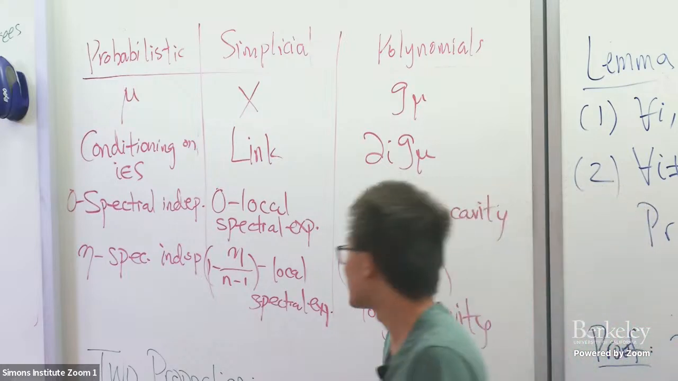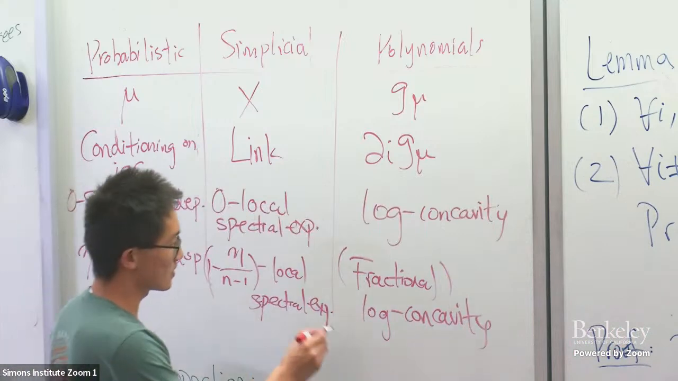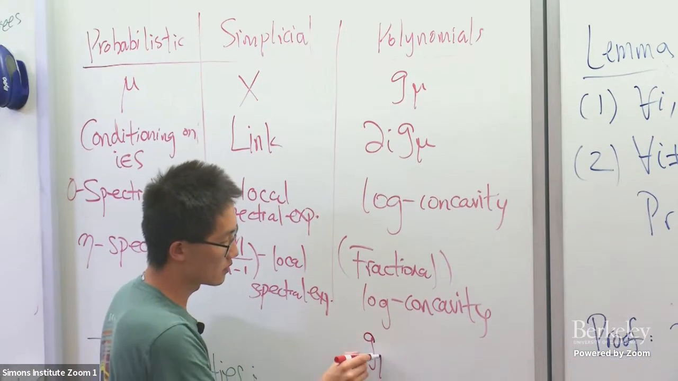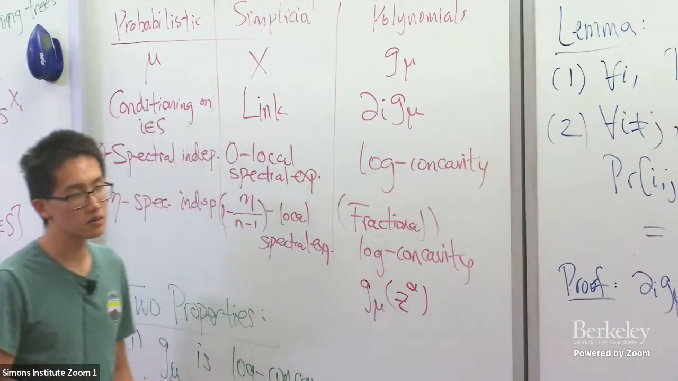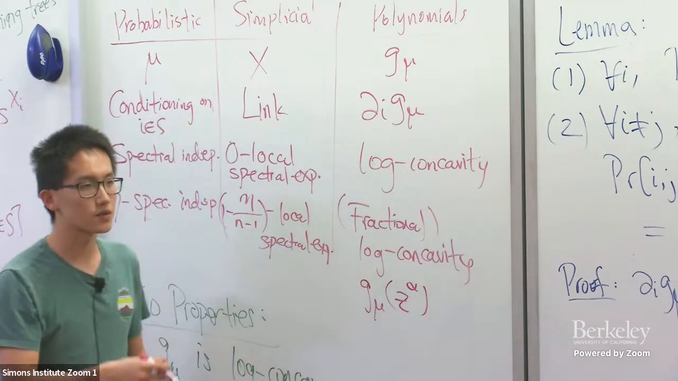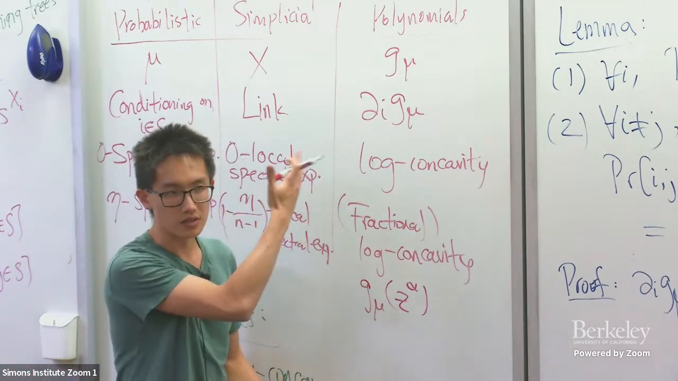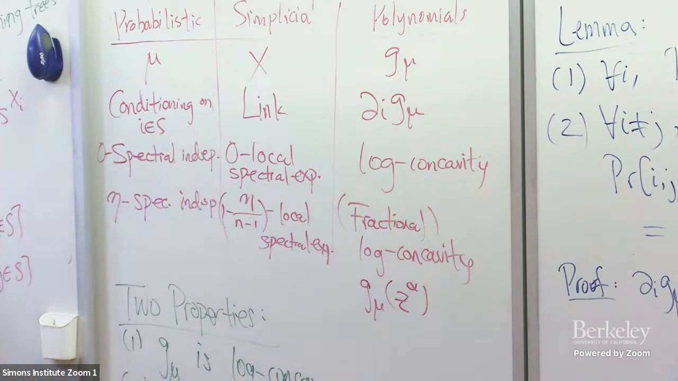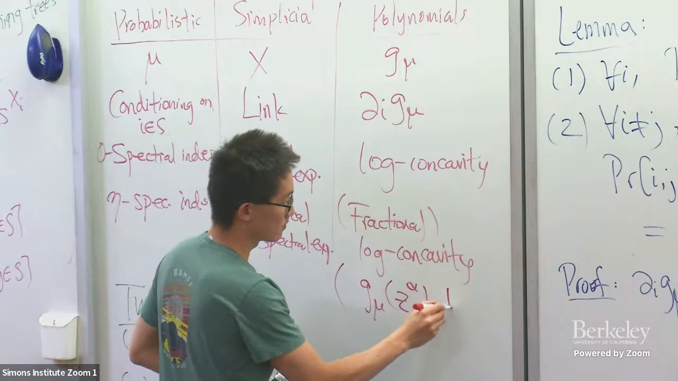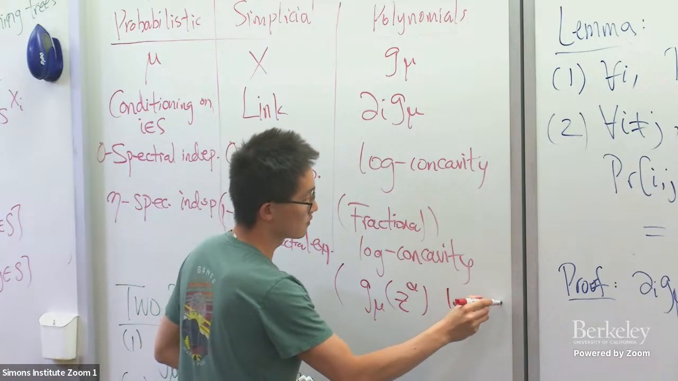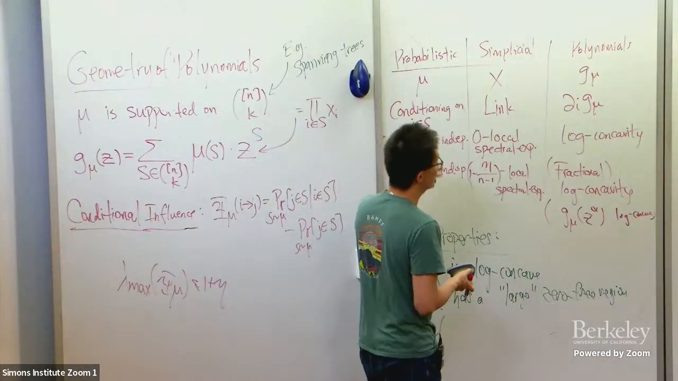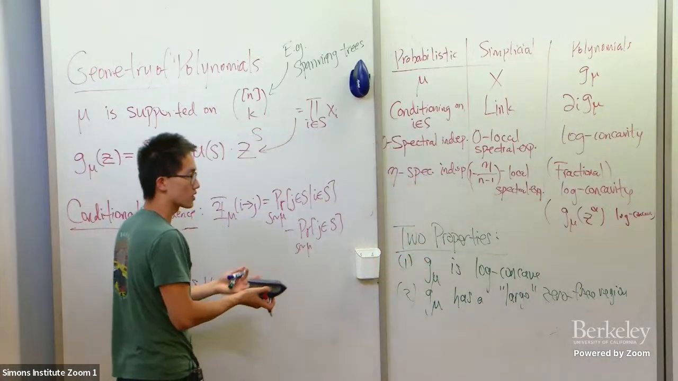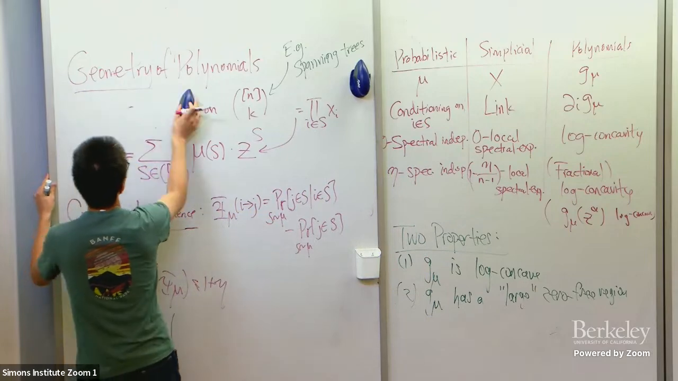Probably not. I mean, okay, I can say it very briefly. If you look at the function, but now I raise each variable to a power, I want that to be log-concave. If you use the chain rule and compute everything out, it's equivalent to, okay. So maybe I'll first focus on log-concavity and zero local spectral expansion, or zero spectral independence.